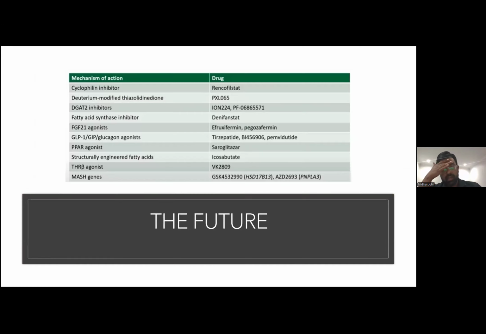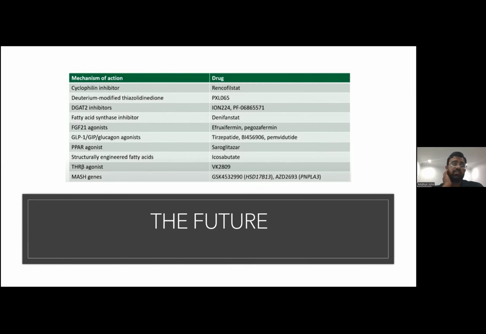So then in the future, there are a couple of drugs that I found that are undergoing trials and comparisons. Of the list, there's cyclophilin inhibitors, DGAT2 inhibitors, FGF21 agonists, and GLP-1, GIP, glucagon agonists. But a special mention I'd like to make is the GIP, GLP-1 glucagon co-agonist, tirzepatide. So far, it shows good reduction in both liver and visceral fat in type 2 diabetes, as well as major weight loss. And there are promising results on steatohepatitis in our trials.